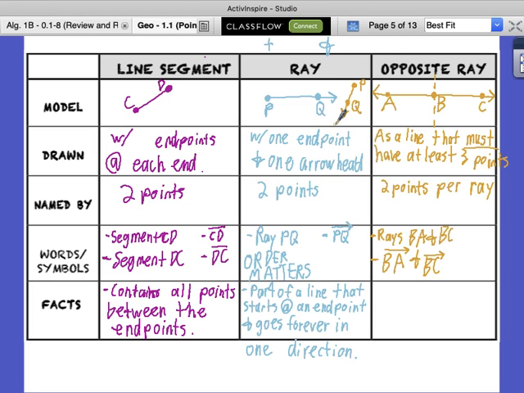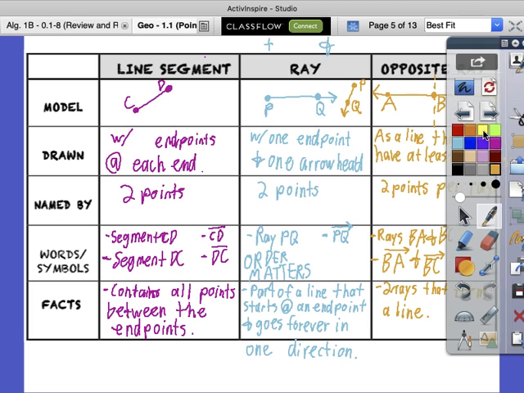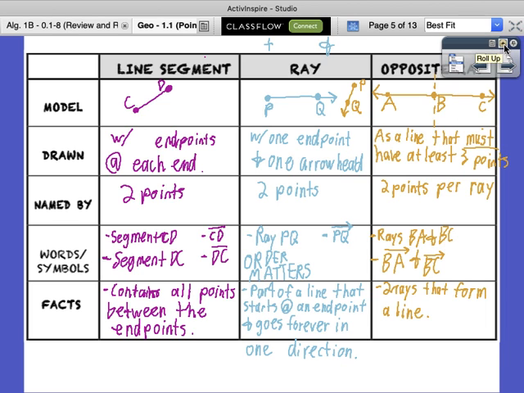Fact about this one, it's a lot shorter than the last one. Opposite rays are two rays that form a line. They come together to form a line. So it's two separate rays that look like one big line, because the endpoints are the same, and they're going exactly opposite of each other. Now question, since these together form a line, would that work if it was like this?